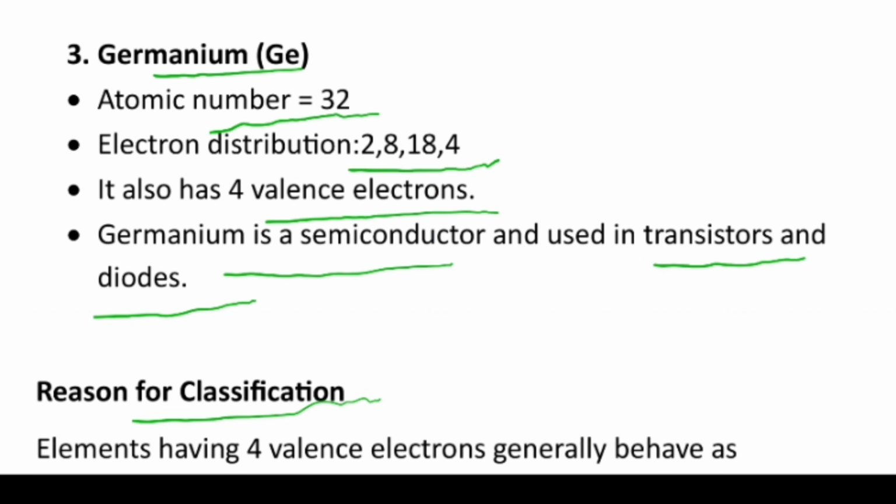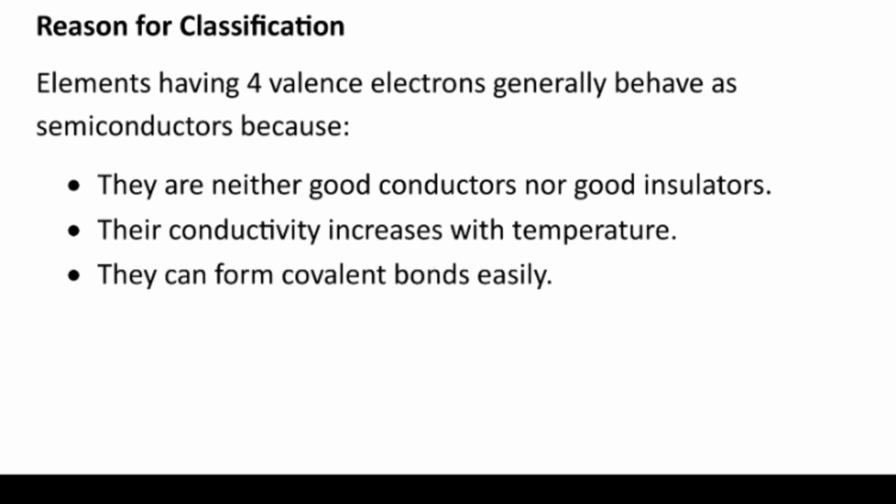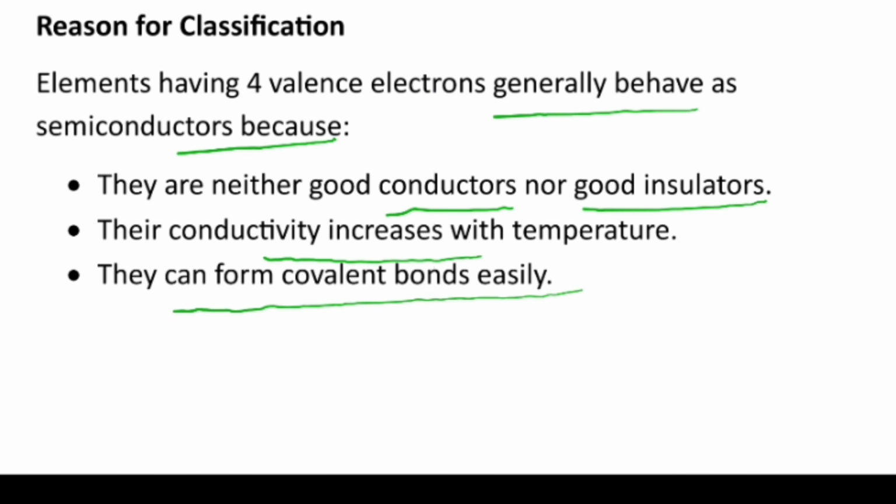The reason for classification, why we have to classify it: each element has 4 electrons, generally they behave like a semiconductor, as mentioned above in the properties. It is neither a good conductor nor a good insulator. Conductivity may increase with increasing temperature, it varies with temperature. It also forms covalent bonds easily.